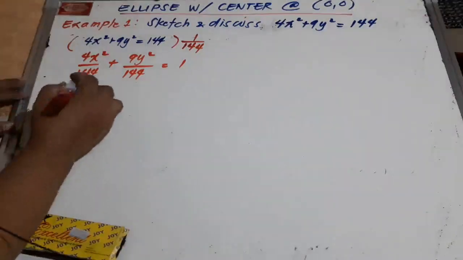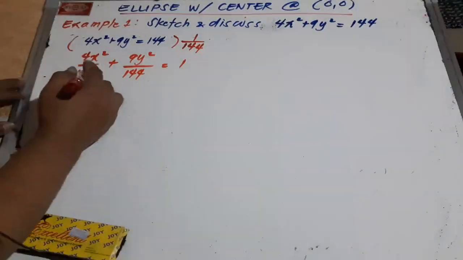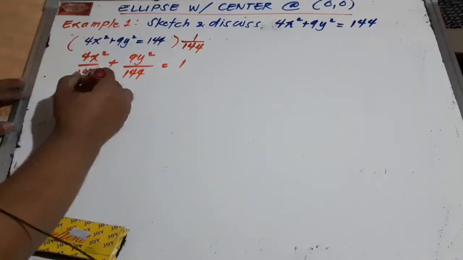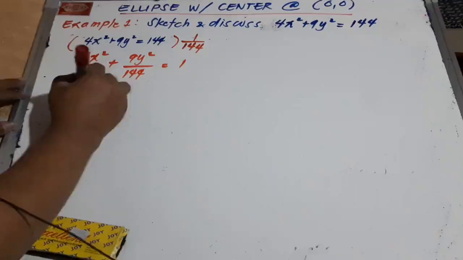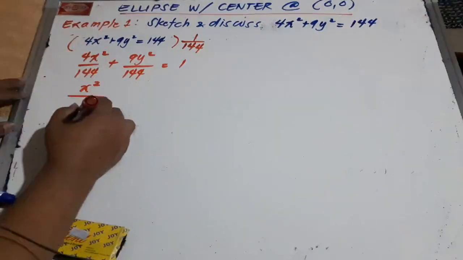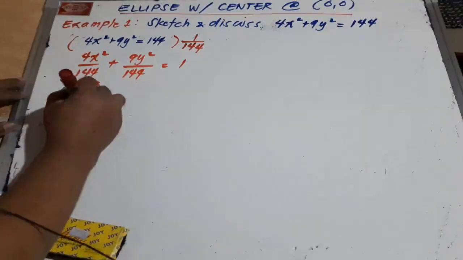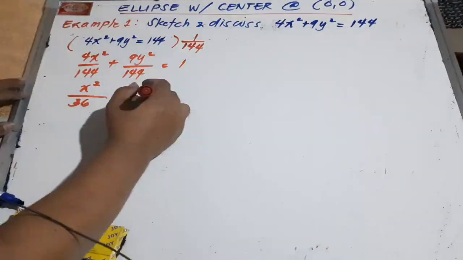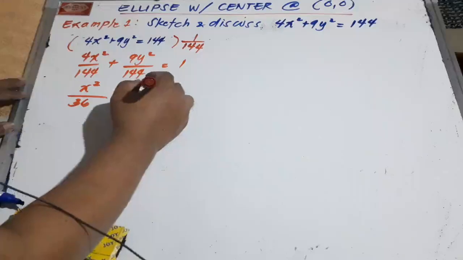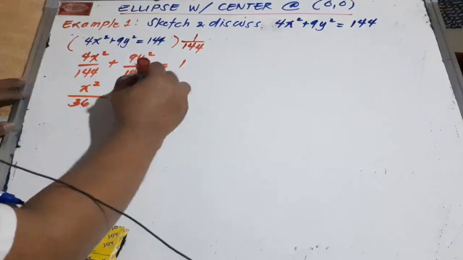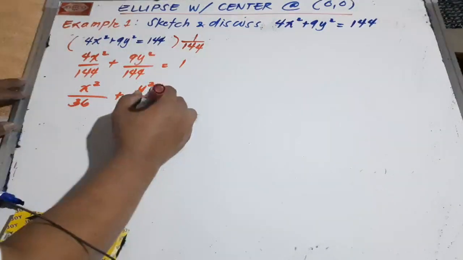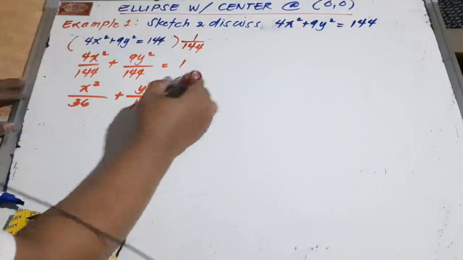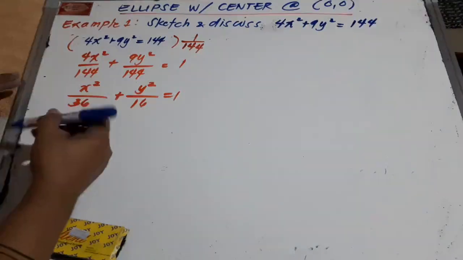Now, we simplify these expressions. How? So, divide 4 and 144 by the GCF. That is 4. 4 divided by 4 is 1, so x squared. 144 divided by 4 is 36. And last, 9 and 144, divide both the numerator and denominator by 9. We have y squared on top. 144 divided by 9 is 16 equals 1. So this is now your standard form. Okay.